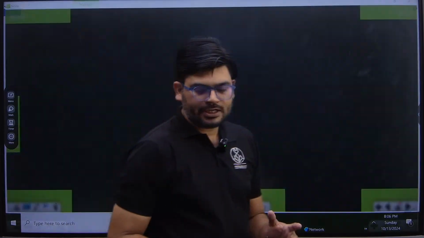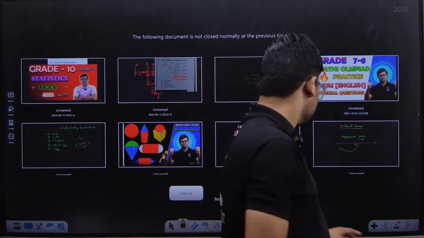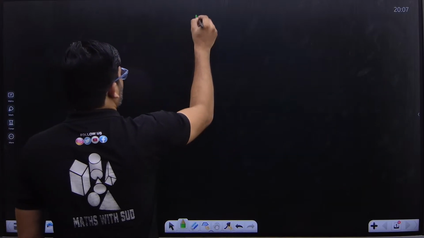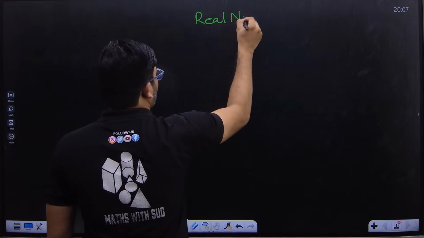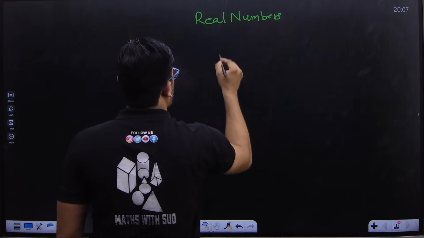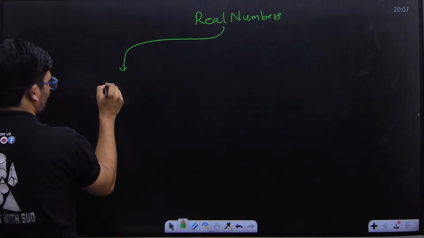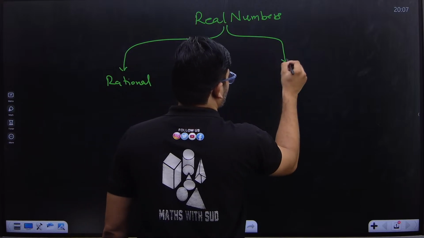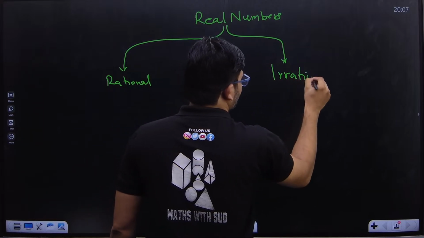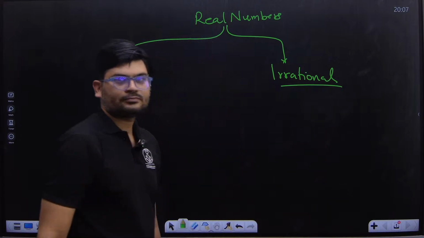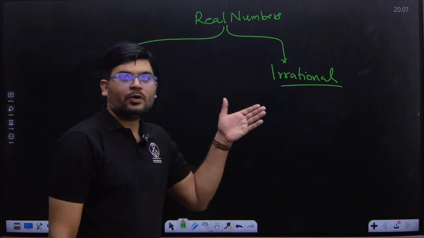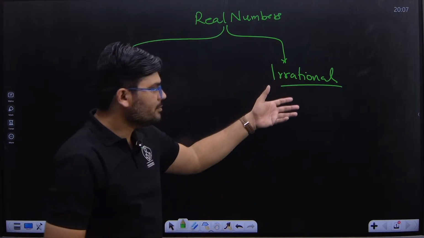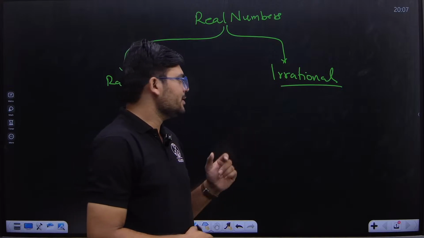Since we have already discussed this topic, I would be more quick on this. Okay, so can you tell me real numbers are of how many types? Two types. What are they? Rational, irrational. Okay, so rational and irrational. What is the decimal representation of irrational numbers? If I want to define irrational numbers in the decimal system, what should I say?